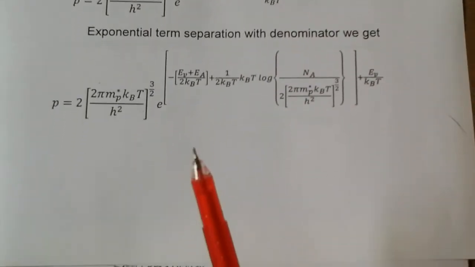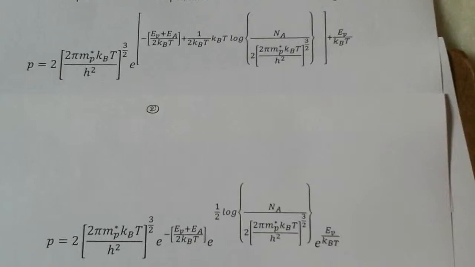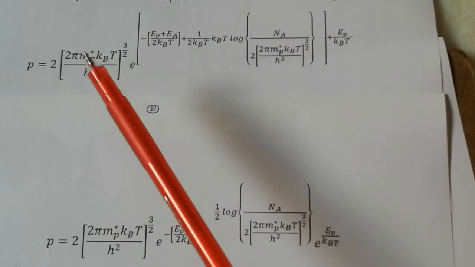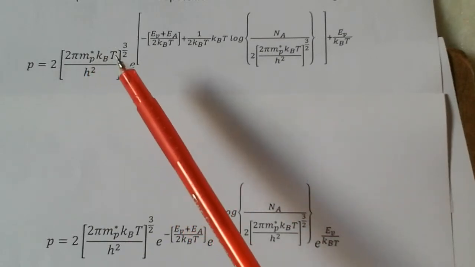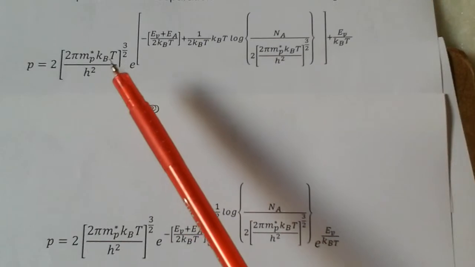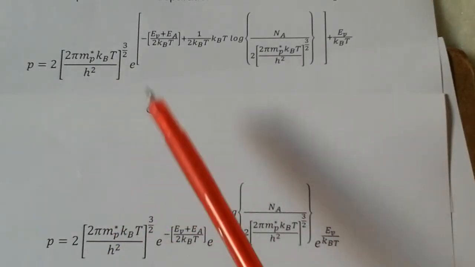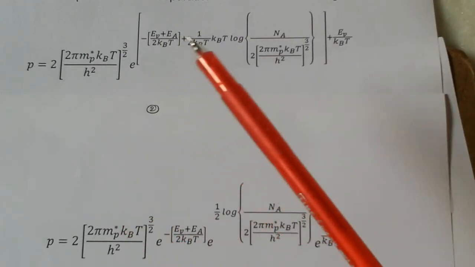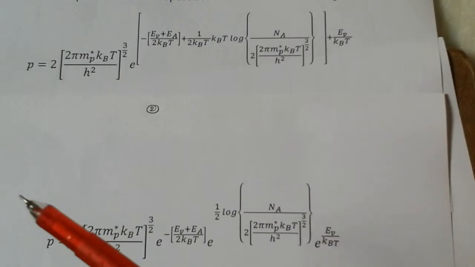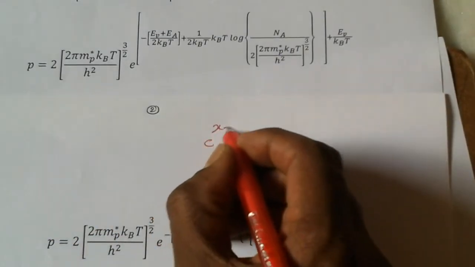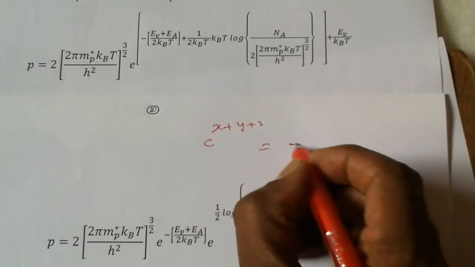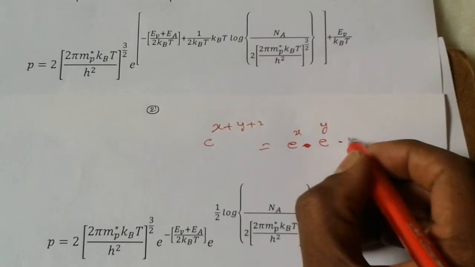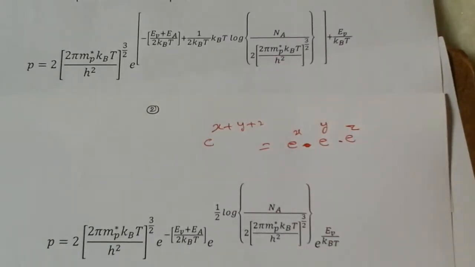Now we can see P as it is P only. 2 pi MP star KBT by h square whole power 3 by 2, whole power 3 by 2. Same as it is we have done. This exponential we are writing like this. E to the power of x plus y plus z is equal to e to the power of x into e to the power of y into e to the power of z. Like this we are writing.